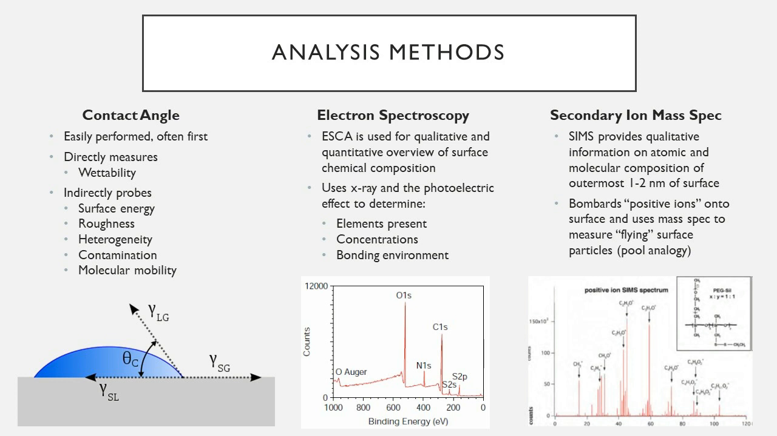Factors that also play into the wettability and the spread of that droplet would be the surface energy, the roughness, the heterogeneity of that surface, and the amount of contamination. So you would actually see changes in the spread of your droplets depending on how contaminated your surface is. And then also the molecular mobility, which would also change the wettability and contact angle of your device.